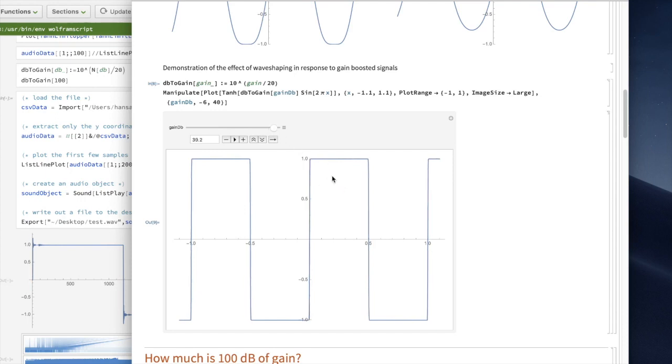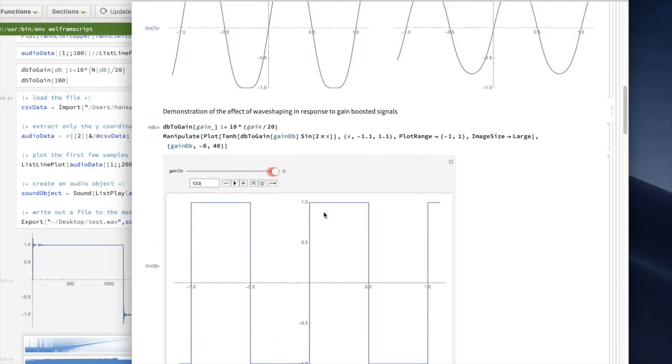This graph will neaten itself up when I take my mouse off, because when I'm moving this, it draws with a more efficient graph function. So at 40 dB, what we see is that it looks basically like a square wave. We can see a little bit of rounding of these corners. If I go up to 100 dB, then it really just looks like a square wave.